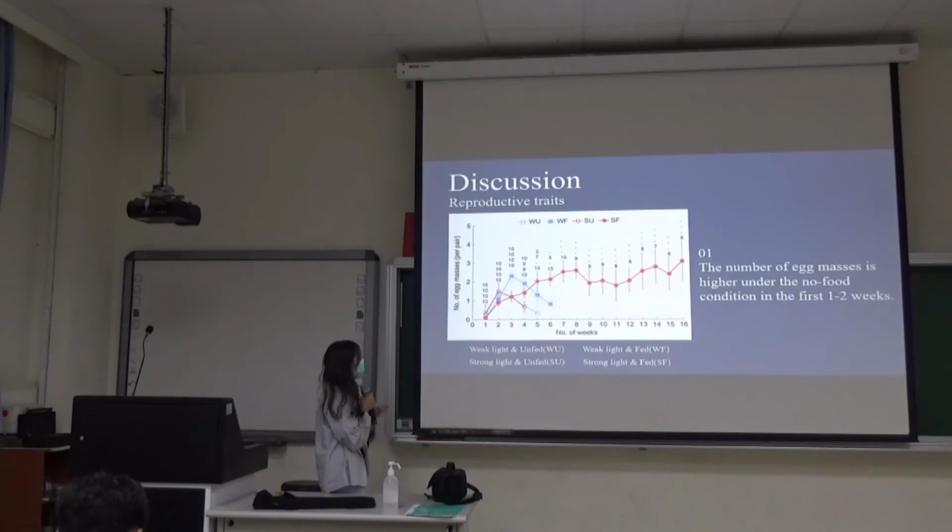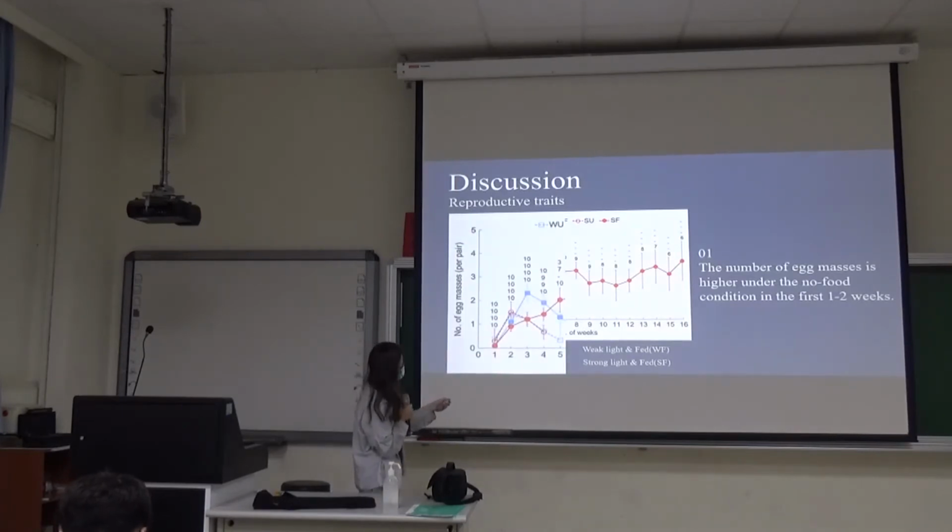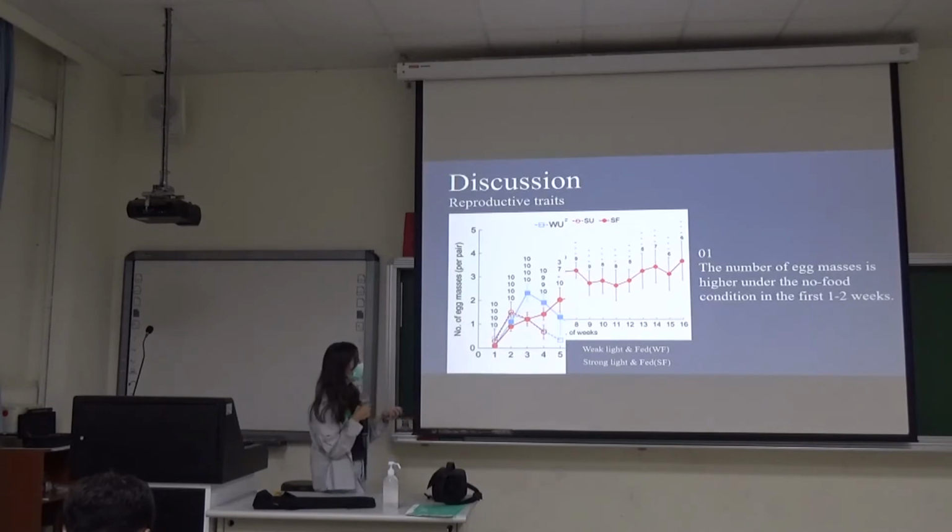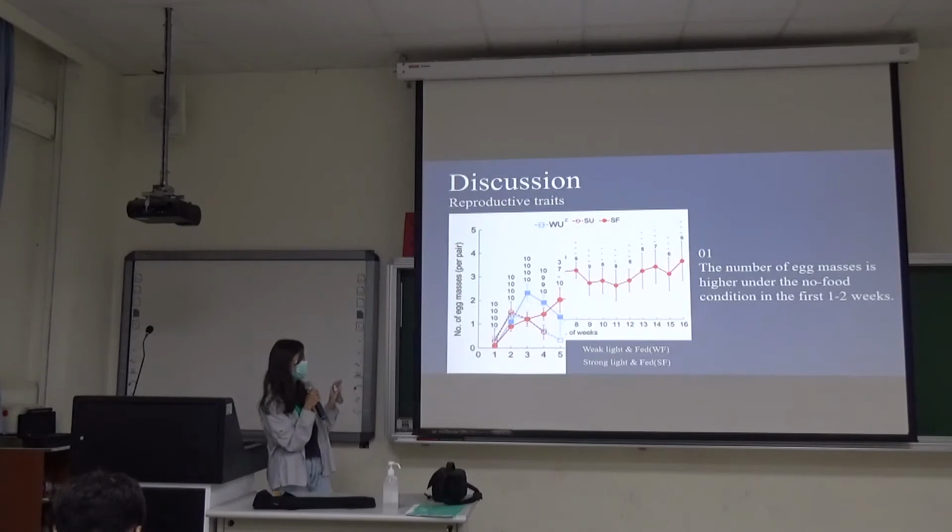Then reproductive trait. And we can see two lines, W and SU. These two lines are all in unfit condition. Then we can enlarge our figure. Then we can see at 1 to 2 weeks, these two lines, red and blue one, is higher than other. It's because the life history is they will use the resource for egg laying before they start to die.